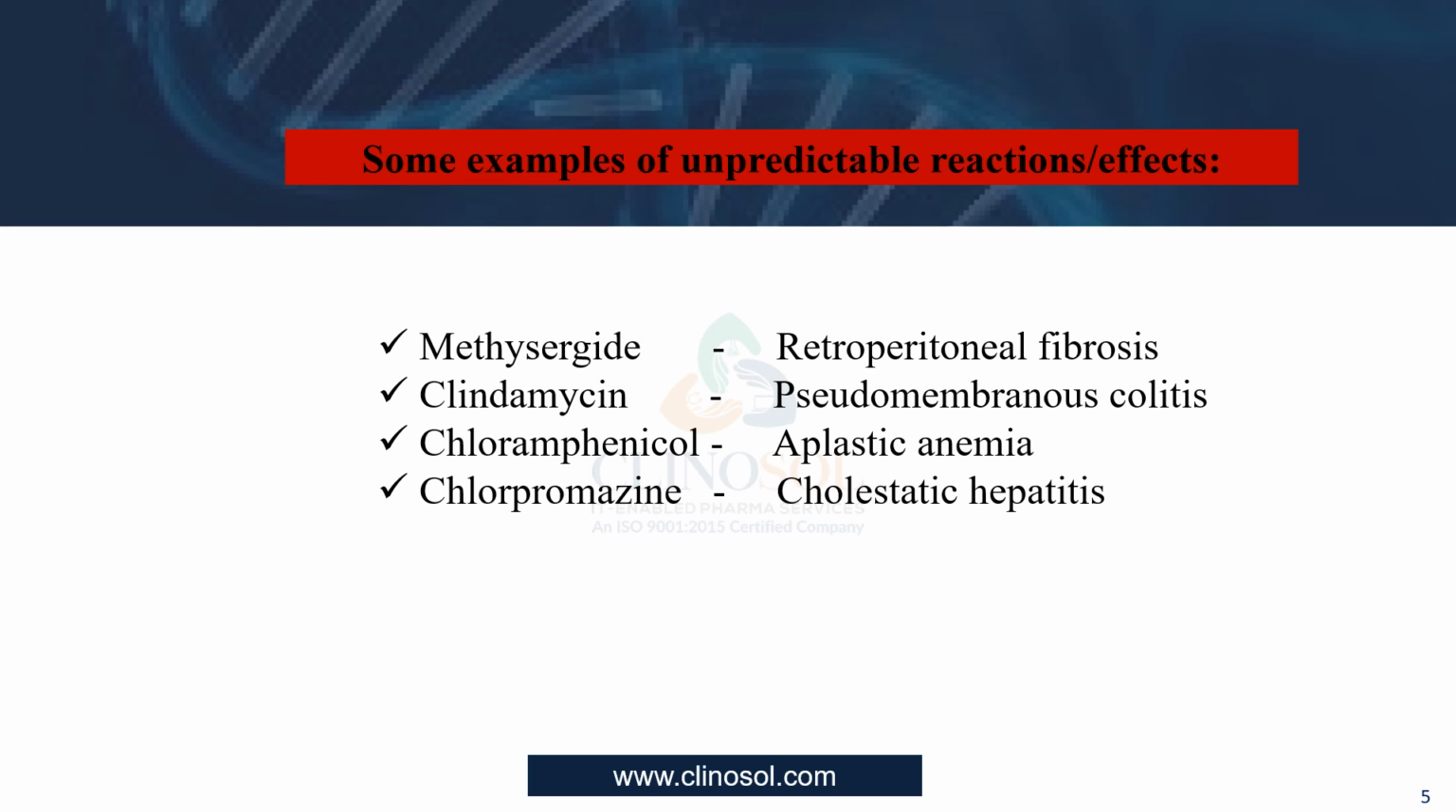Some examples of unpredictable reactions are as follows. Chronic use of methotrexate produces a condition called retroperitoneal fibrosis. It is a rare condition and it occurs when excess fibrous tissue develops in retroperitoneal areas or in the spaces behind your stomach and intestine.